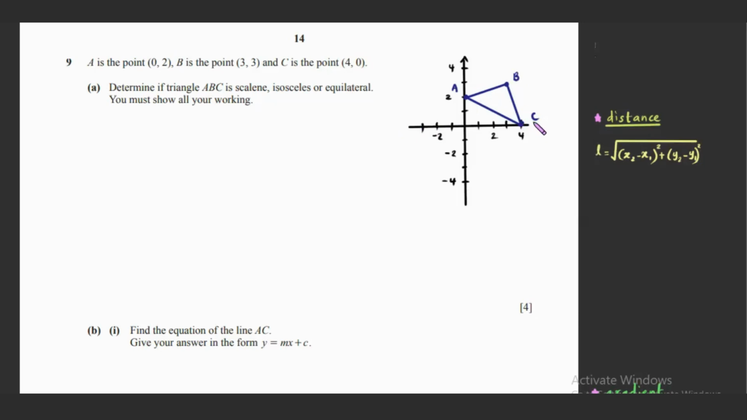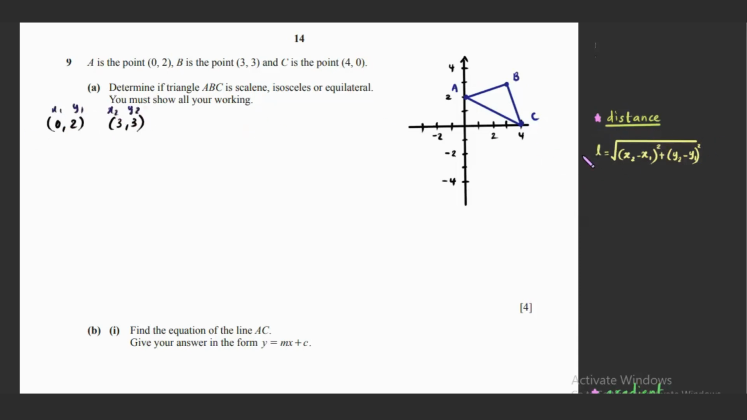So the 3 coordinate points are given. I'm going to find each of these lengths, and then I will be able to decide whether it's scalene, isosceles, or equilateral. So first, let's consider AB. To find the length AB, we need to use the coordinate points A, which is 0, 2, and B, which is 3, 3. So I'm going to label this as x1, y1, x2, y2. I need to calculate the length.